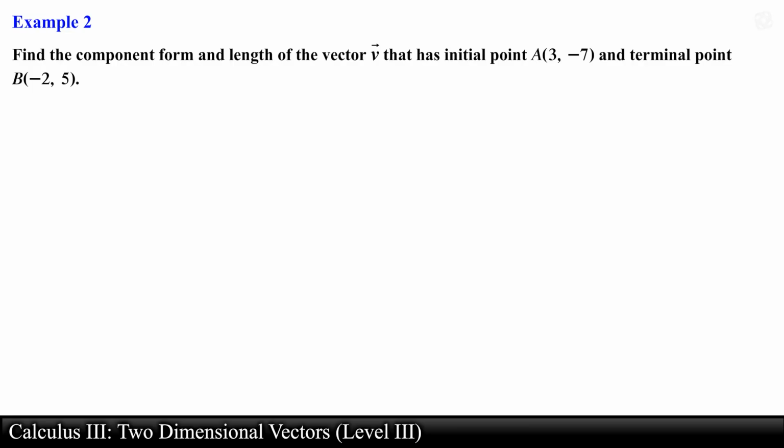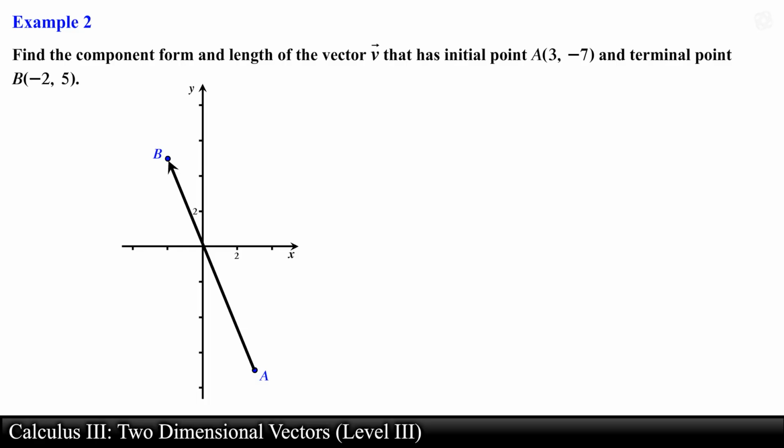Find the component form and length of the vector v that has initial point (3, -7) and terminal point (-2, 5). Okay, let's first plot the initial point and terminal point so we can have a visual representation of the vector. Let's label them as point A and point B respectively. Then we go ahead and draw a directed line segment from point A to point B as follows.